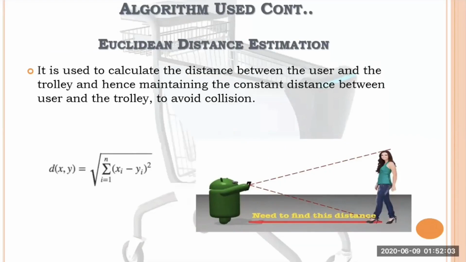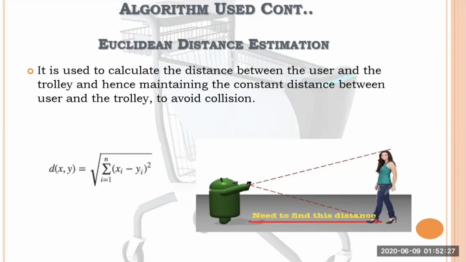Euclidean distance estimation. To give a quick overview of the algorithm, this is used to calculate the distance between the user and the trolley. We are using this algorithm to avoid collision between the user and the trolley. Here is the formula for it. X and Y are the coordinate values of the camera and the object. In our project, how we are implementing it is: here we have used a yellow cardboard.